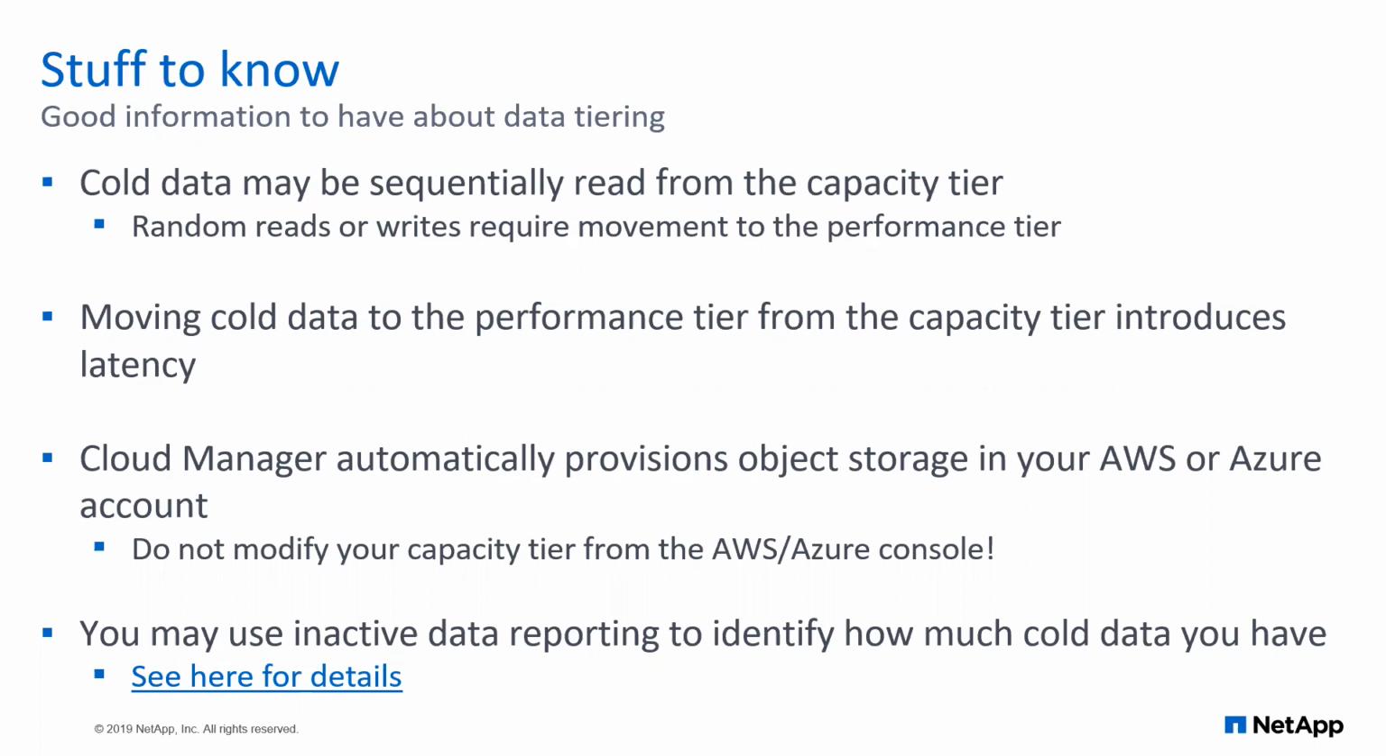One final note that's really good to know is we actually have a tool you can use to identify how much cold data is on your volumes. That's a link to the ONTAP 9 documentation. Very useful tool if you're just trying to get an idea of, hey, how much money can I save by using data tiering?